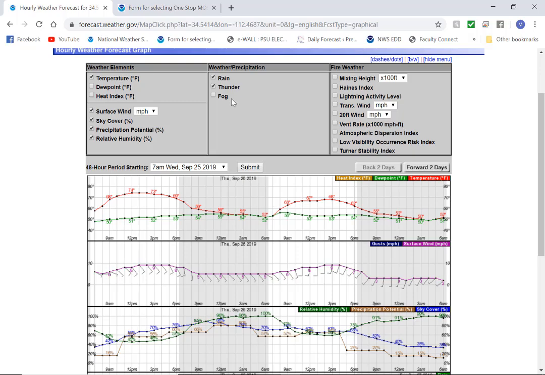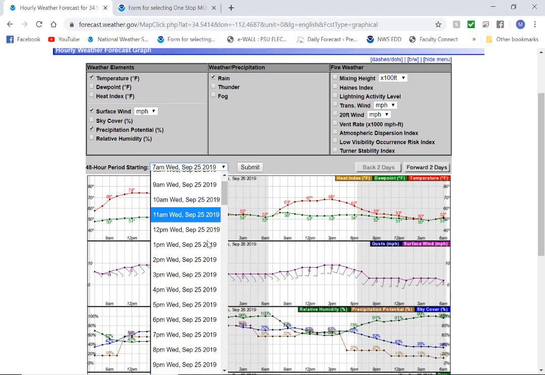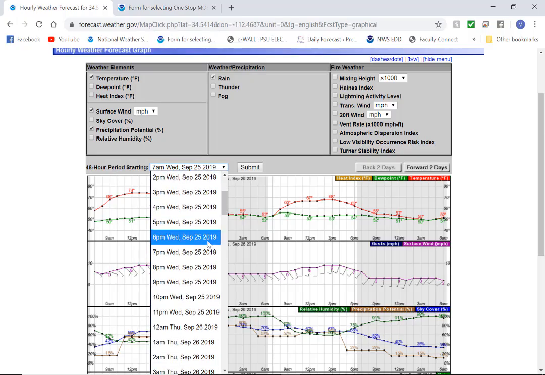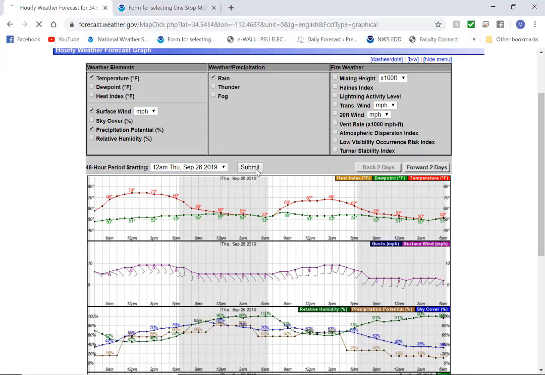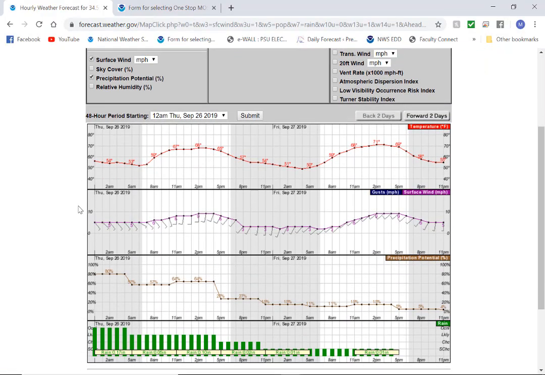You can click on temperature, dew point. To clean this up a little bit, I don't necessarily need to know what the thunder is. Sky cover, I really don't need to know. And relative humidity, I really don't need to know for right now. So let's say I wanted to create a forecast valid tomorrow at midnight. I can do a 48-hour period starting tomorrow, for tomorrow and for Friday.